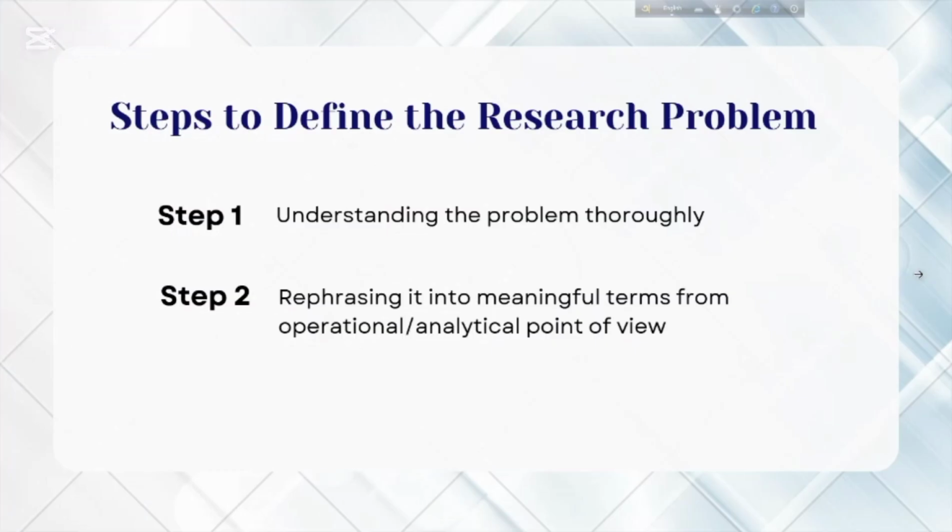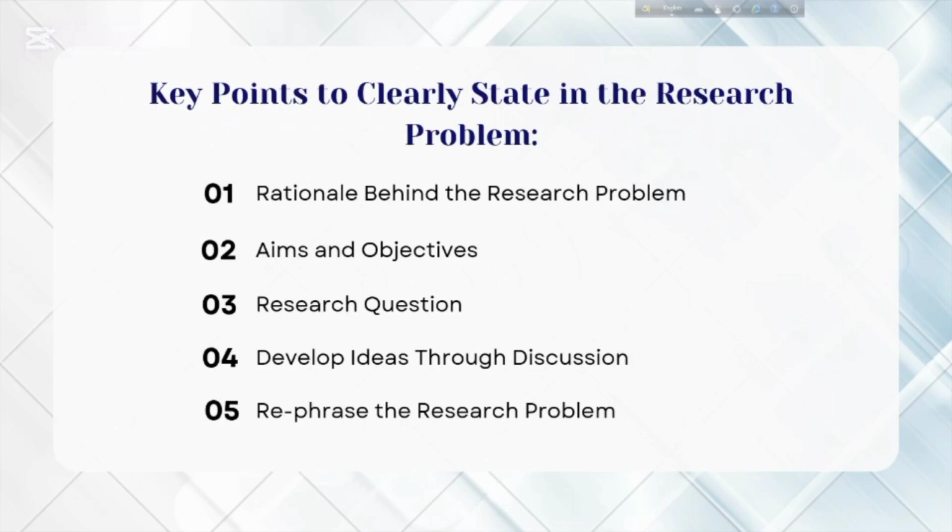Now, to define the research problem, at first we have to understand the problem thoroughly and then reformulate it into meaningful terms from an operational point of view. Now we see the key points to clearly state in the research problem. The first key point is the rationale behind the research problem. That implies why this research is important.